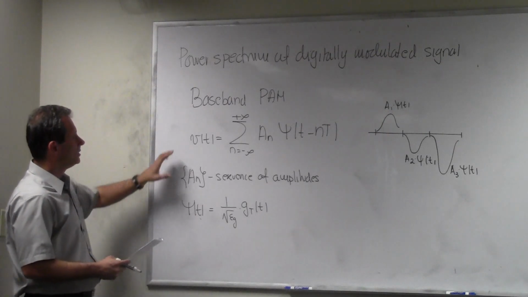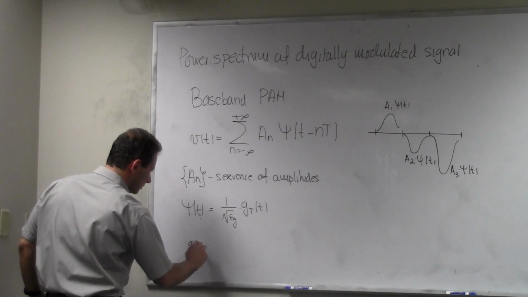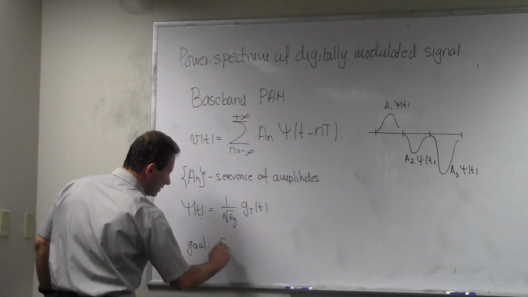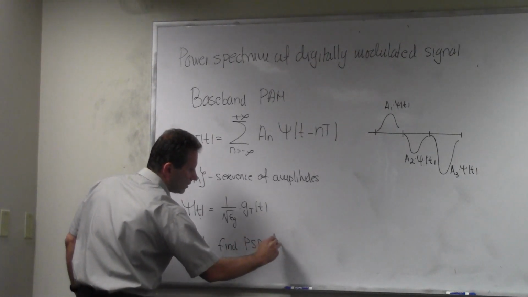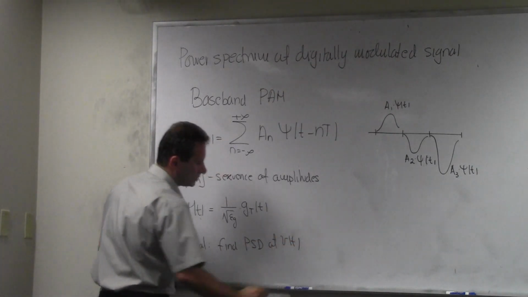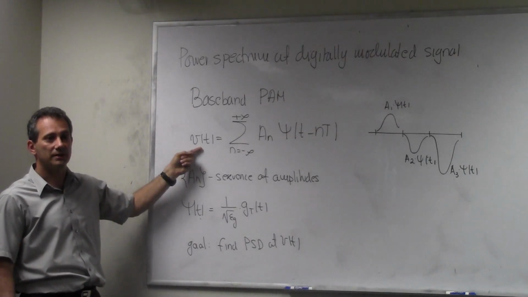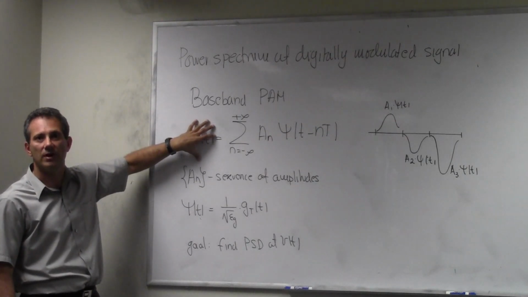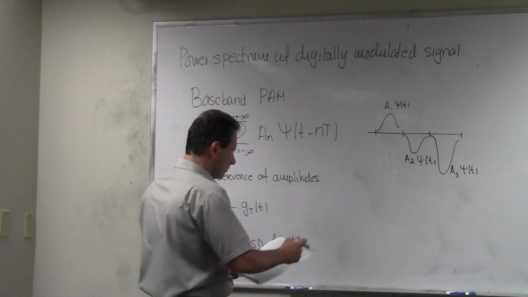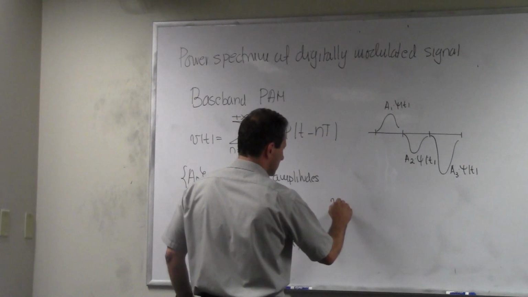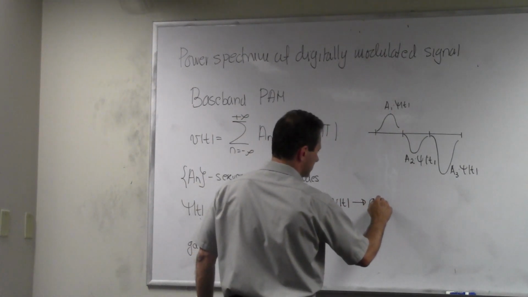So what is our goal? Our goal is to find the power spectral density of v(t). So I need to find out what are the sinusoids that are building this particular waveform. And how am I going to do that? Well, we're going to take our signal v(t) and find its autocorrelation function.